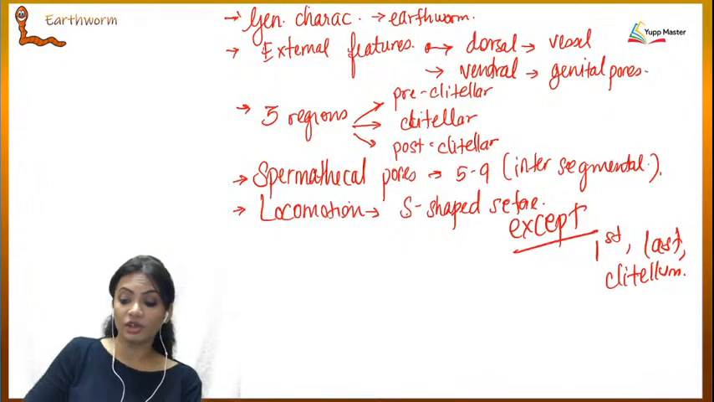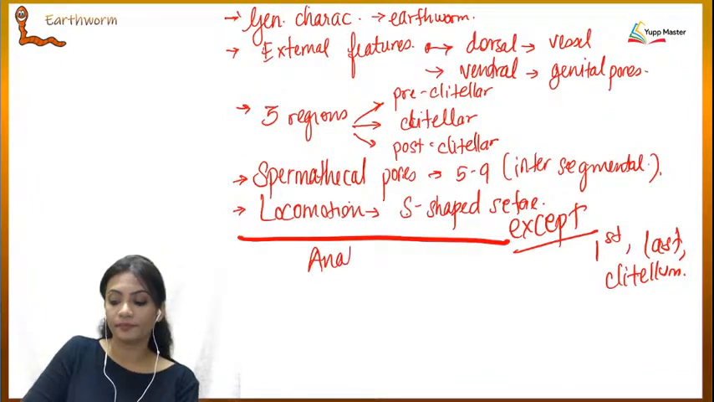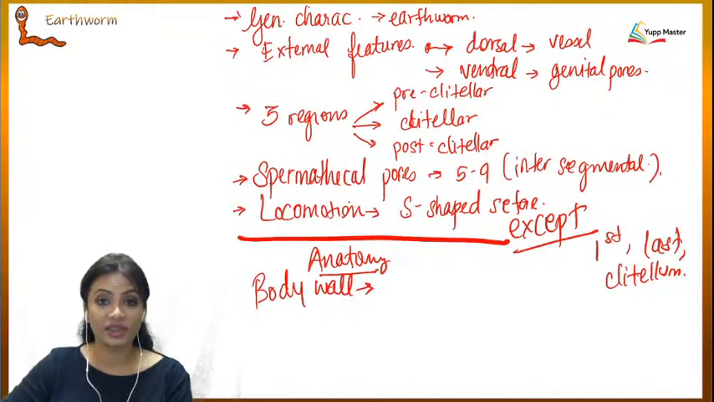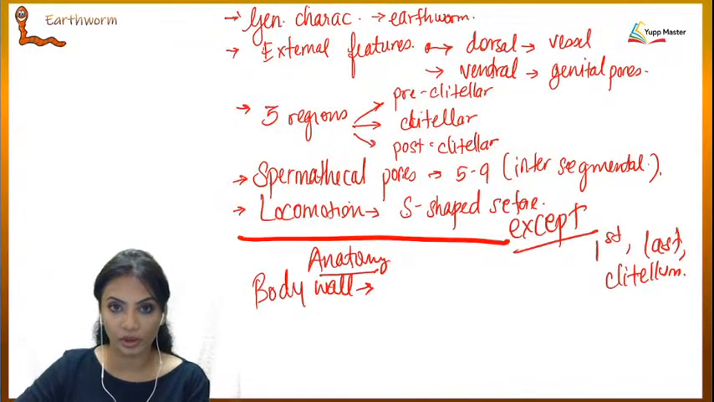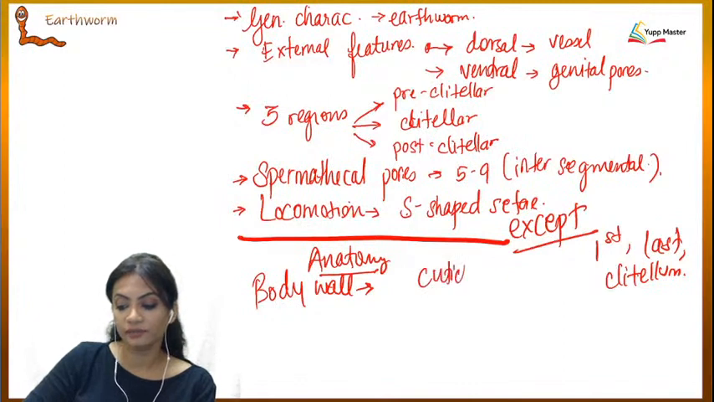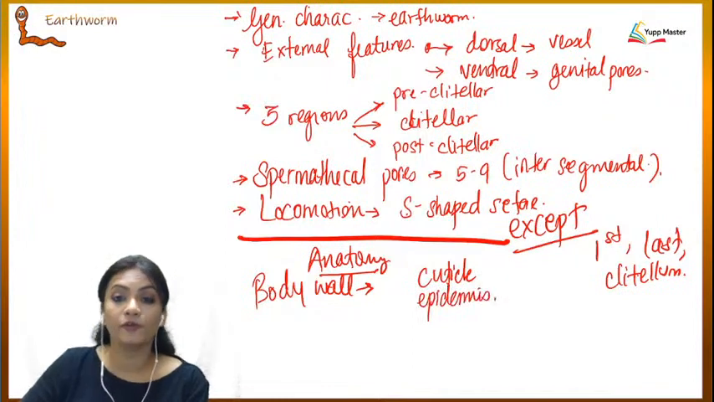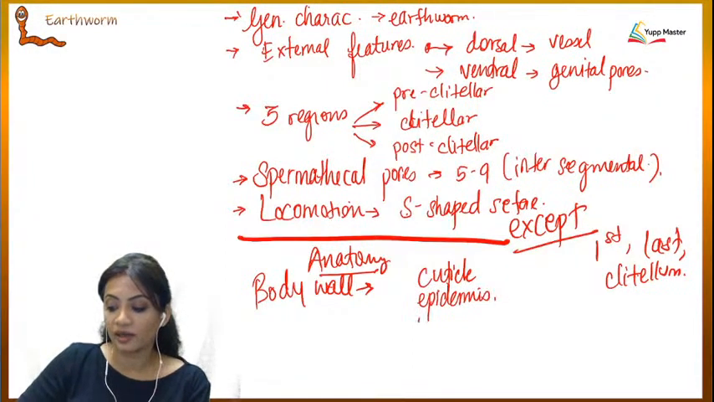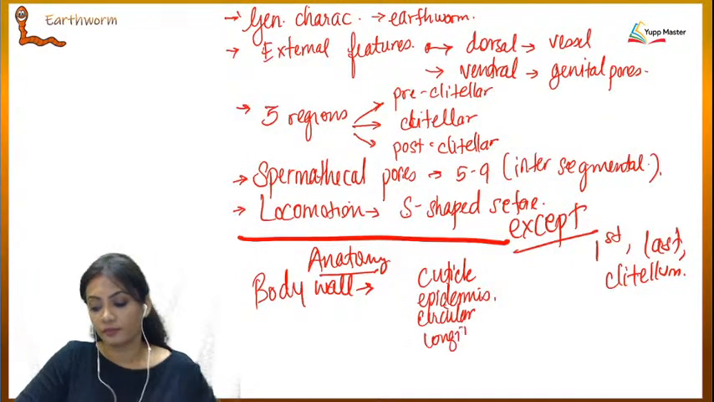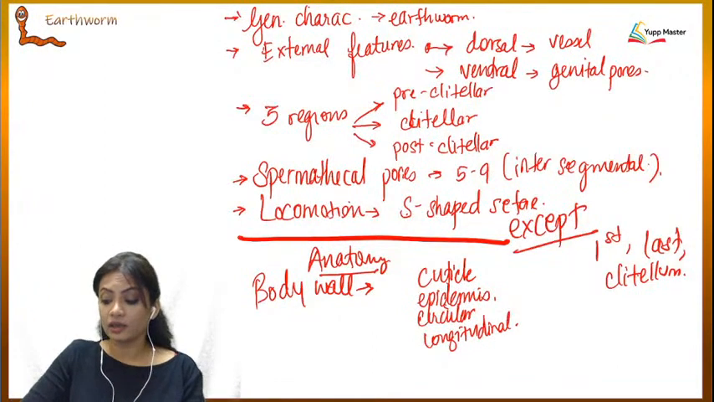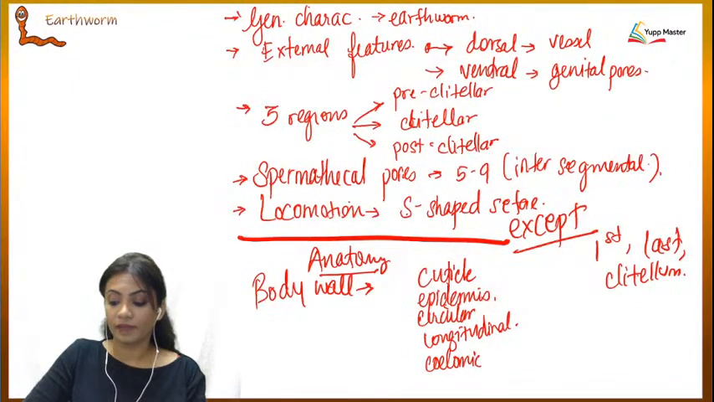Okay, then we went on and we studied the anatomy. When we studied the anatomy, we basically studied the body wall, and in the body wall we saw the presence of different layers. First we had a cuticle, which was non-cellular. Then we had the epidermis, which was made up of columnar cells. Then we had the layers of muscles, the outer circular and the inner longitudinal layers, and then we had the coelomic epithelium.